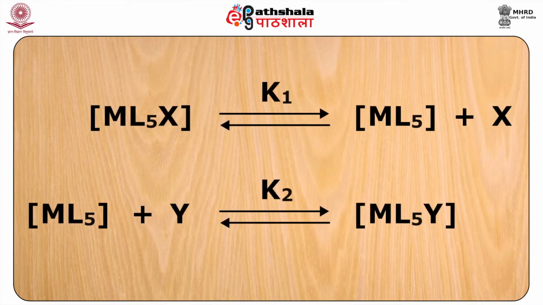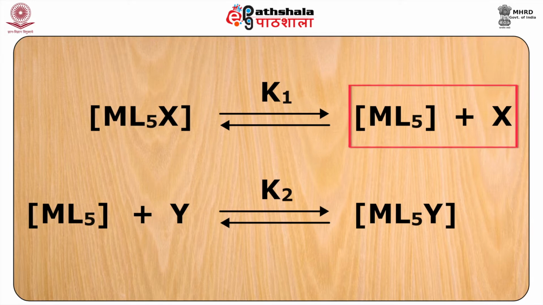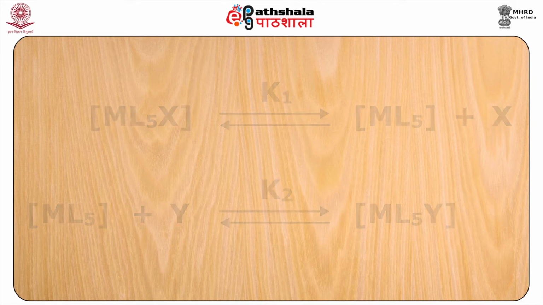So here you can see in our scheme, ML5X was the substrate which breaks to form the intermediate ML5 and the leaving group X. Now in the second step, on the intermediate ML5, Y attacks to produce ML5Y.